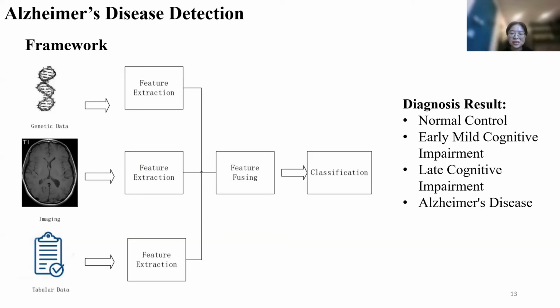After that, we put all of the extracted features into the feature fusion network. Finally, we output the stage of the disease. There are 4 different stages. The first one is normal control, which means that the patient is healthy. And then it's early mild cognitive impairment, so maybe you could consider it stage 1. And then late cognitive impairment should be stage 2. And finally, Alzheimer's disease is stage 3.